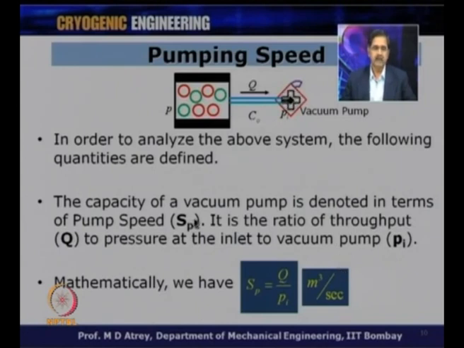So, pumping speed, as we said, is a standard for a given pump. Depending on the pumping speed, the cost of the vacuum pump also will increase or decrease. So, SP is equal to Q upon Pi. Pi is the pressure at the vacuum pump.